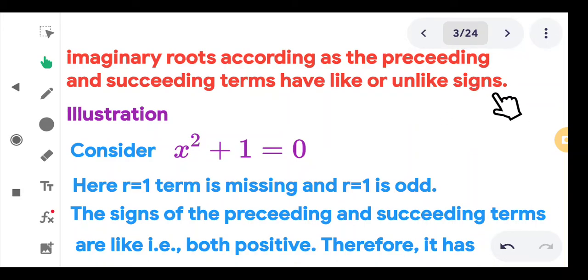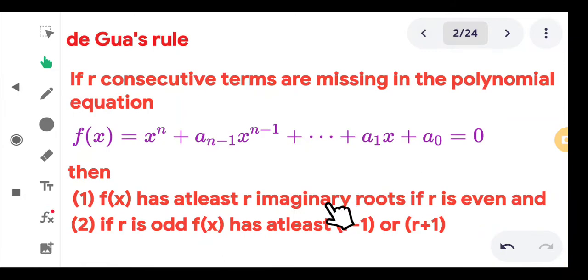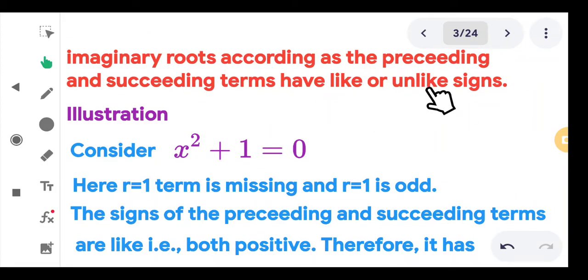Looking at the signs, you can decide that there will be either r minus 1 or r plus 1 imaginary roots. Correction: r minus 1 if they have like signs, and r plus 1 if they have unlike signs. Actually, the rule as stated should be changed, so this must be unlike or like. Let us have an example.